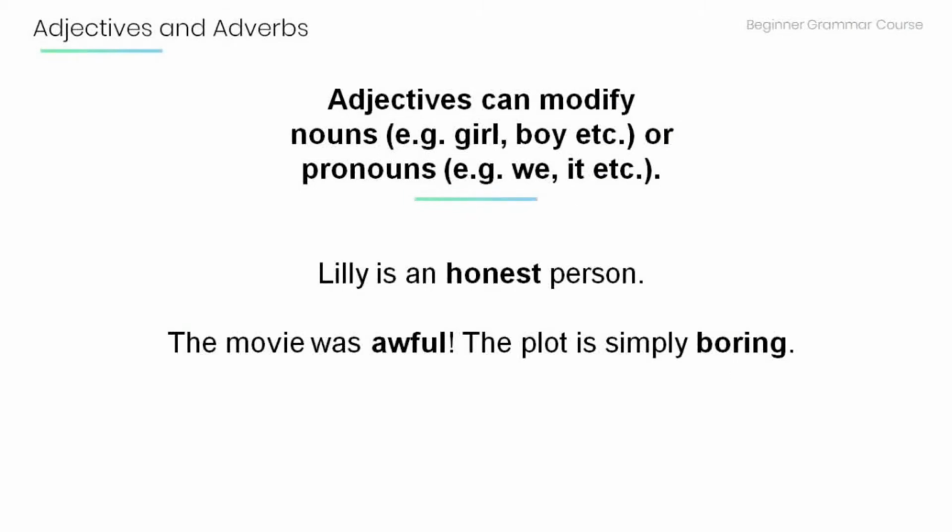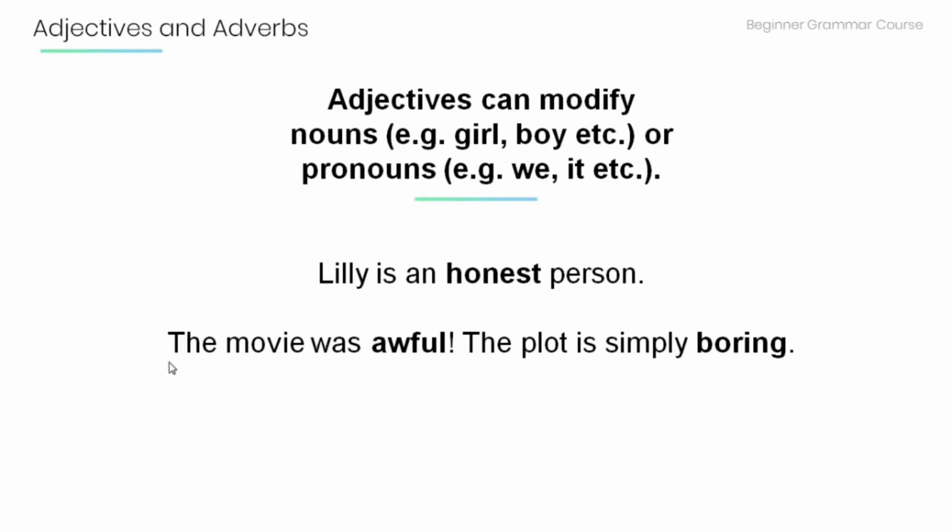Remember that adjectives can modify nouns, for example, girl, boy, etc. Or pronouns, for example, we, it, etc. Now let's have a look at the examples below. Lily is an honest person. Note that the adjective honest modifies or describes the noun person.